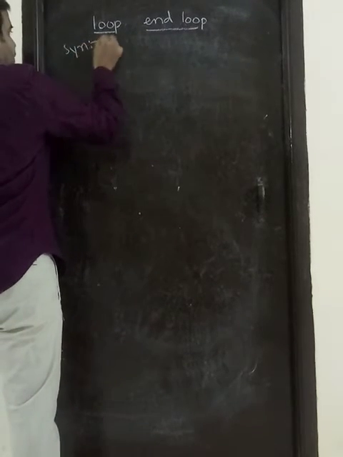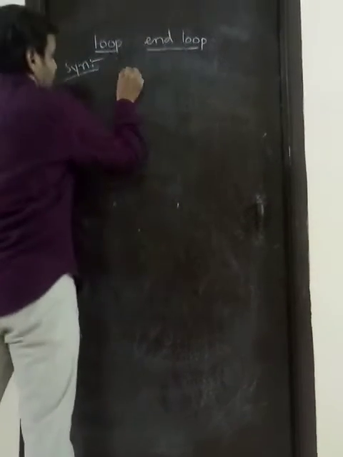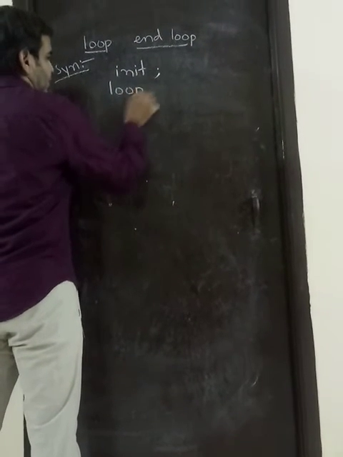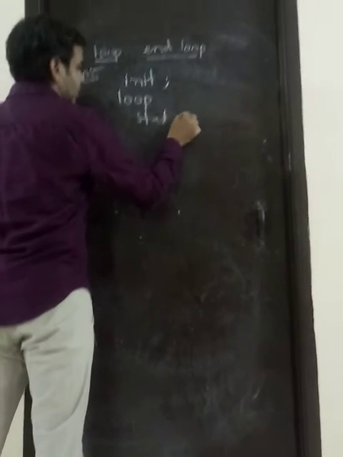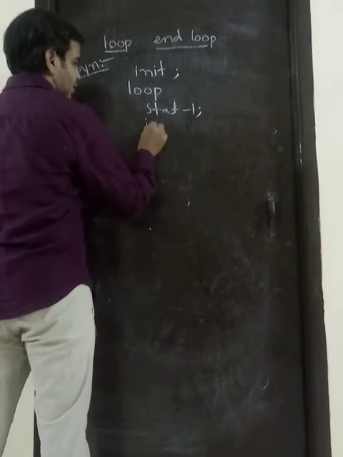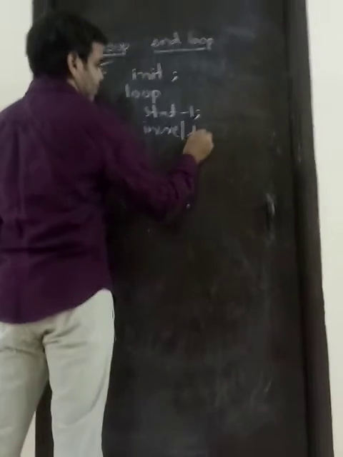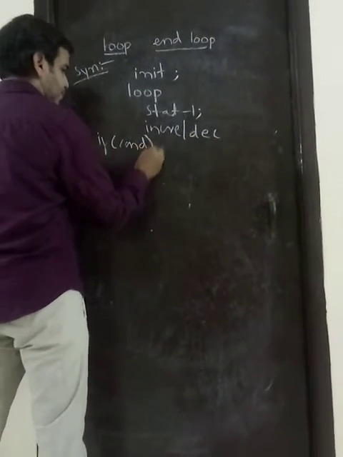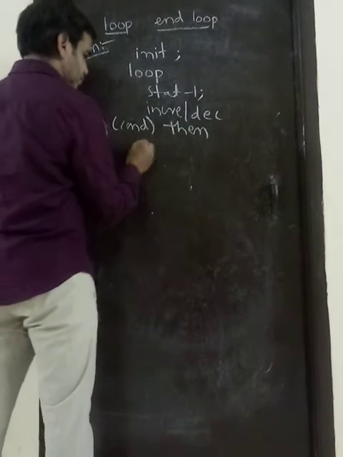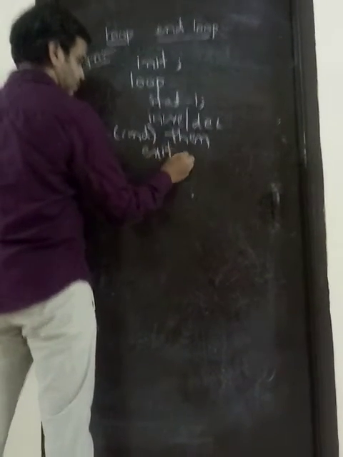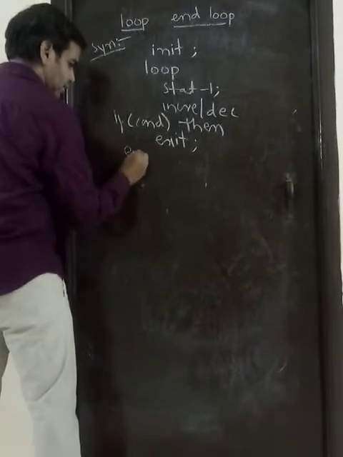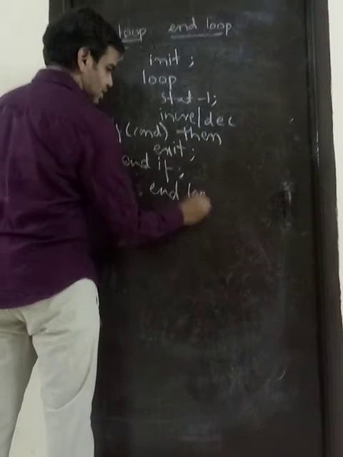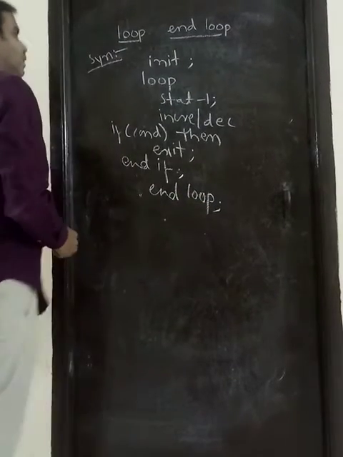Syntax. First you take the initialization, then loop. Directly we execute statement 1, statement 2, then increment or decrement, if condition, then exit. So if is there, end if. Loop is there, end loop. So this is the syntax of loop and end loop. This is the first way.